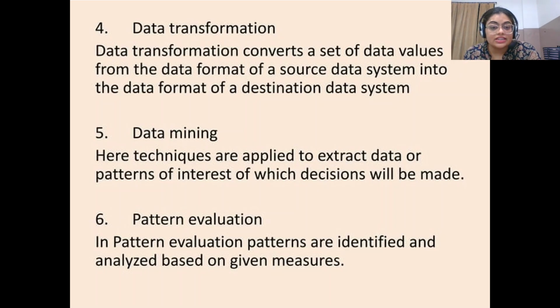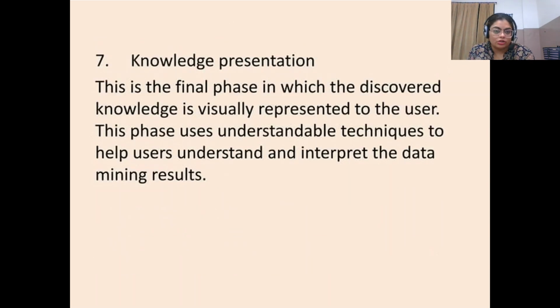And fifth is the data mining. Here all the techniques, all the tools are applied to extract the data or patterns of interest on which decisions will be made. So this is the core part of the data mining steps. And sixth, pattern evaluation. In pattern evaluation, patterns are identified and analyzed based on given measures.